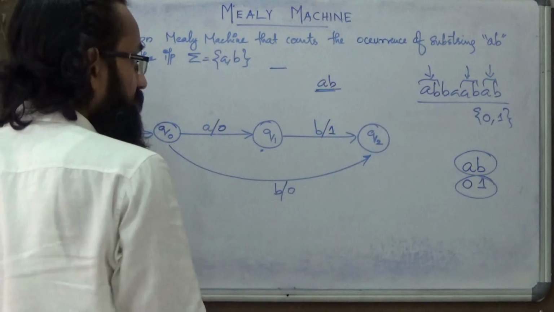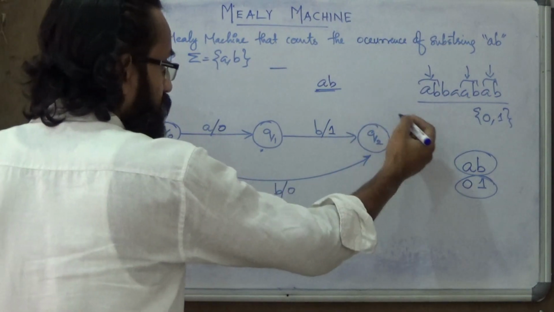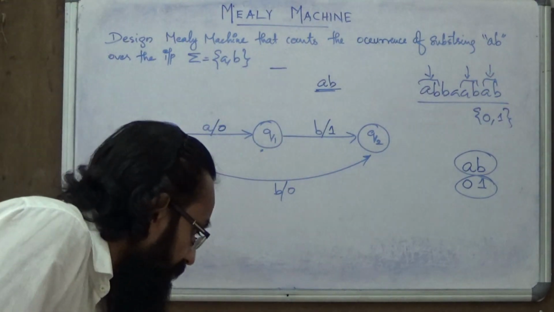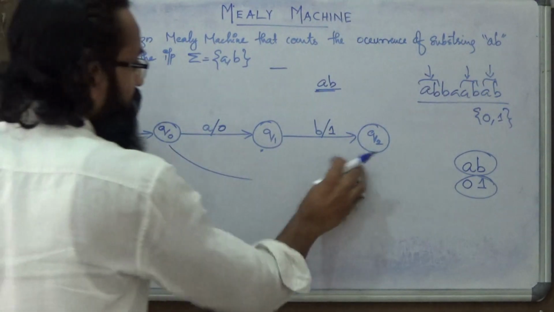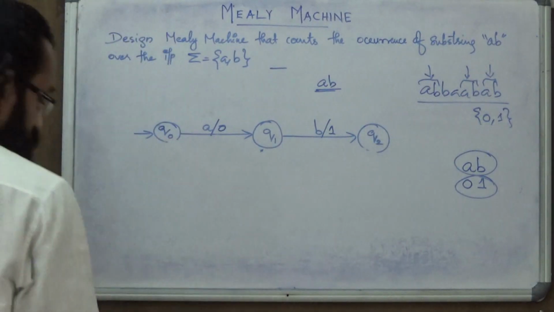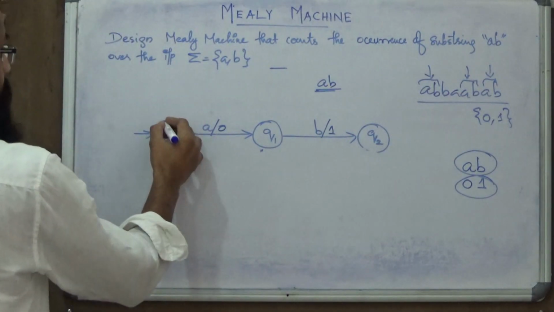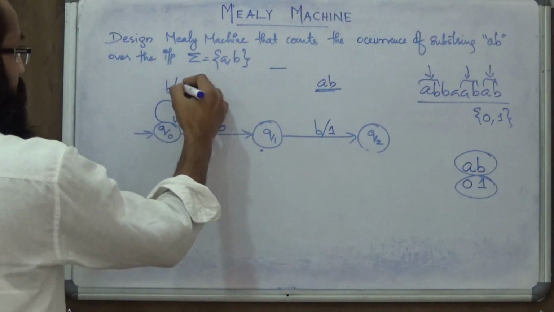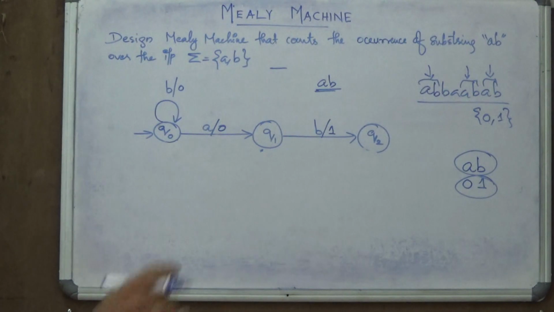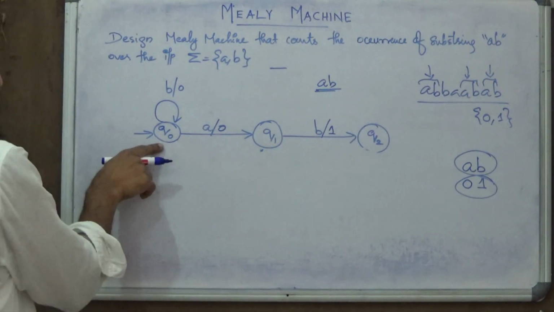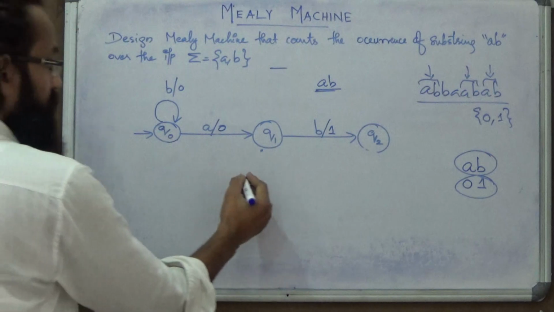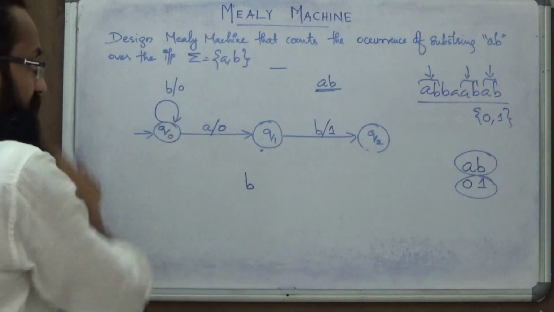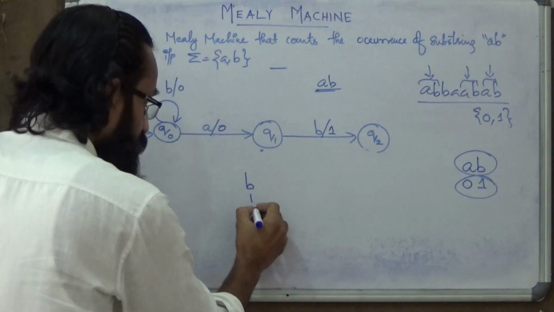But from here, if you take the A or B transition, that will move to Q1 or Q0, that will lead to generation of invalid output. So it is fair to maintain that B transition as a self transition. So the question is, without consuming anything, it will enter into Q0. From there you are adding one B transition. You are going to add this B transition. So the expected output is 0.